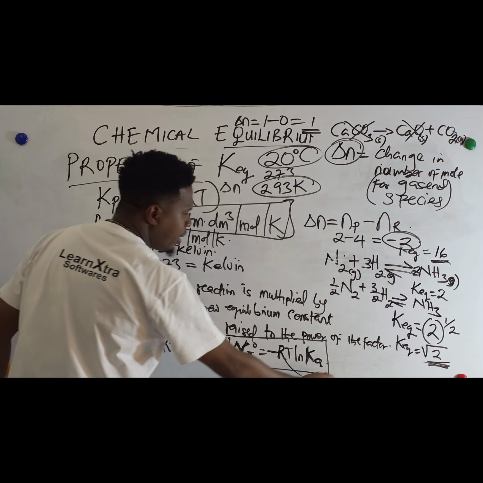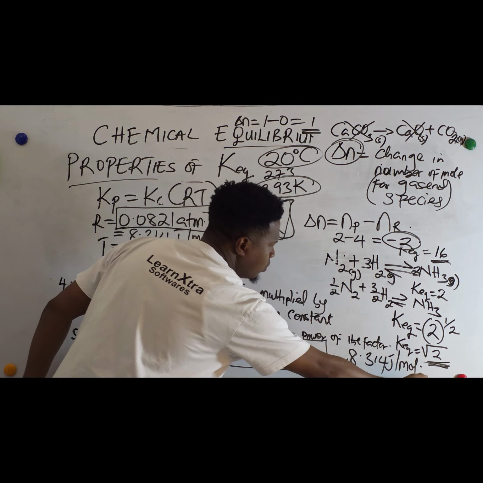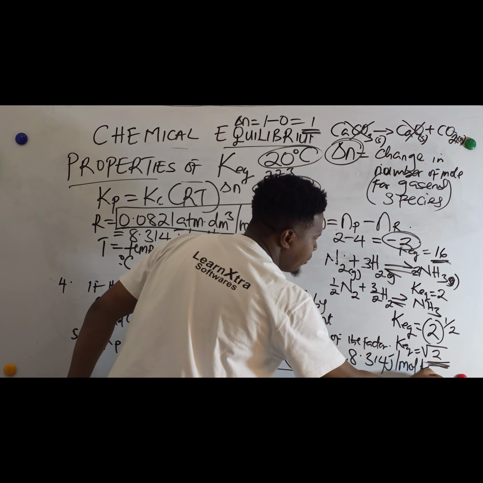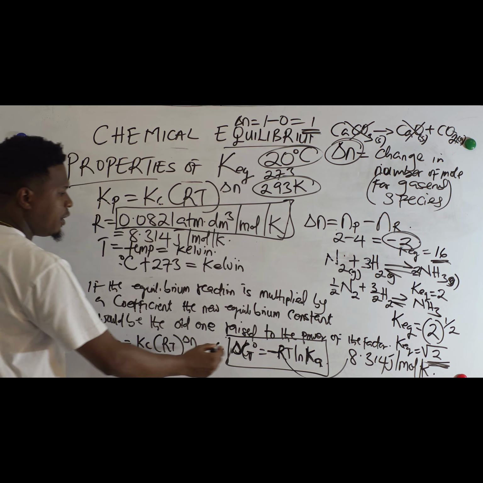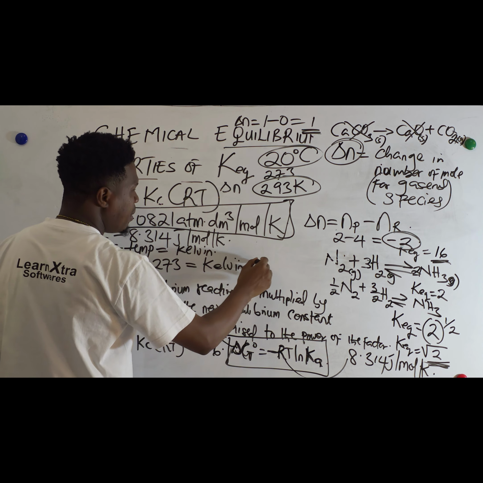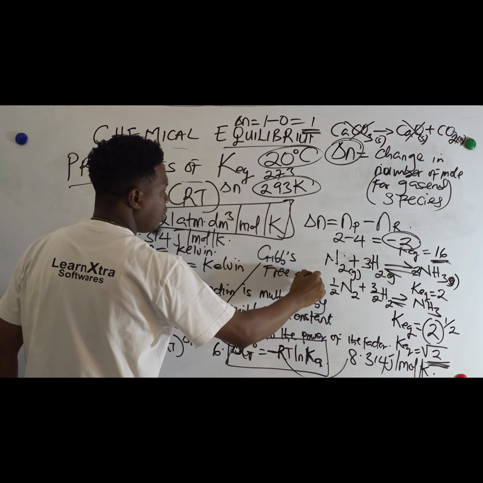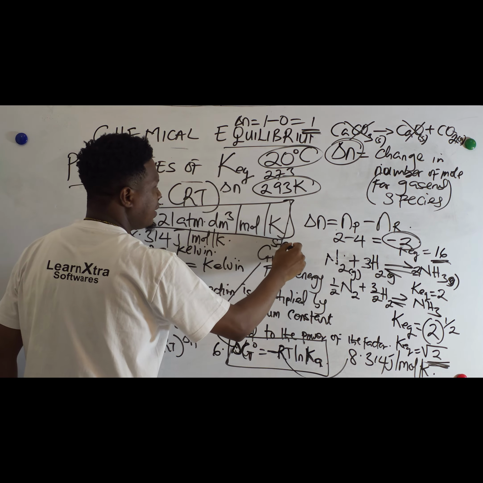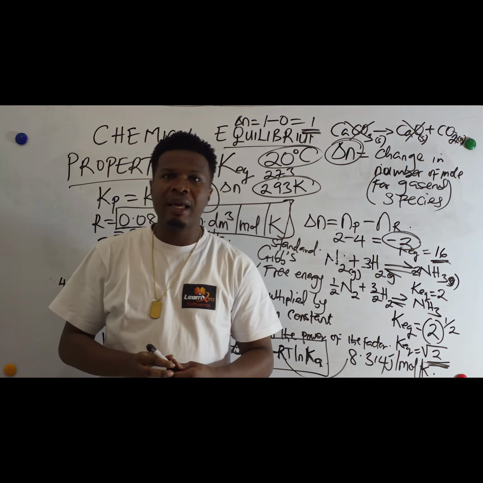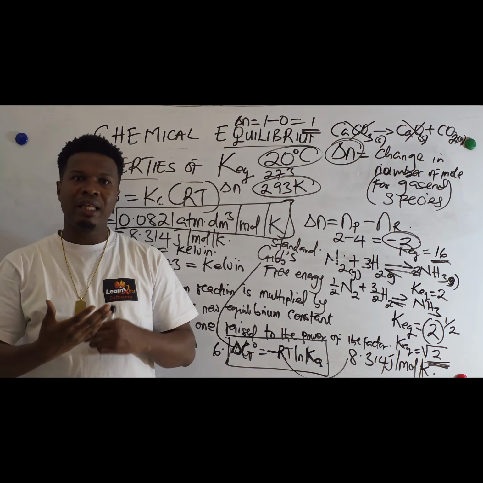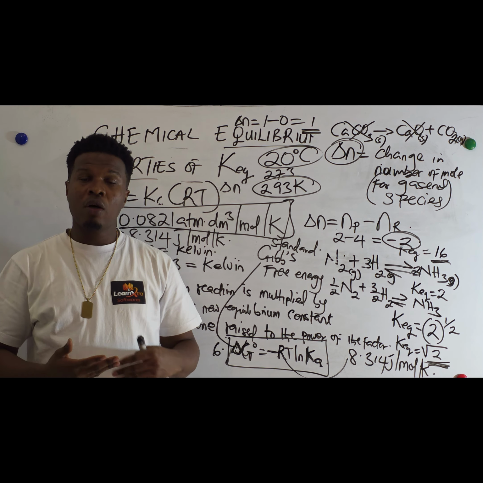So the R here usually is 8.314 only. Use this one, joules per mole per Kelvin. So delta G is the Gibbs free energy. Delta G simply means Gibbs free energy. You can say standard Gibbs free energy. Now you know what the Gibbs free energy does, the importance of the Gibbs free energy. If you are able to calculate the Gibbs free energy of a reaction, you can predict if the reaction will be spontaneous or non-spontaneous.